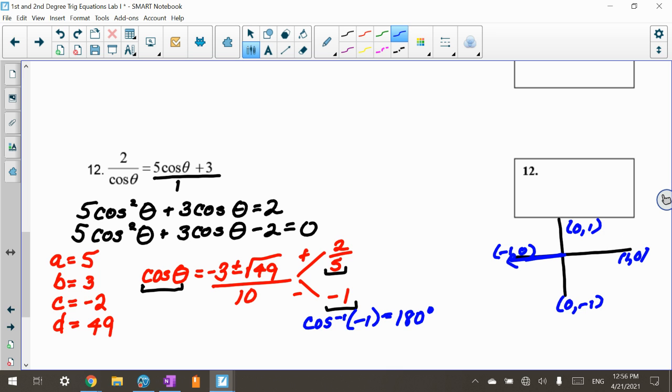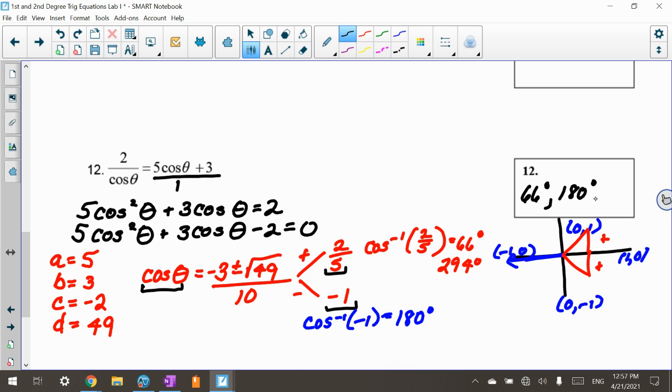So we're good. Now I have to do inverse cosine of 2/5. 2/5 is positive, so that means cosine's positive in quadrants 1 and 4. When I do inverse cosine of 2/5, I'm going to get an angle in the first quadrant, and that comes out to be 66 degrees. We're rounding everything to the nearest degree. Then I take 360 and subtract the 66 degrees, and I get 294 degrees. So there are 3 angles that work with this one: 66 degrees, 180 degrees, and 294 degrees. Each one of those separately put in there will make that equation true.